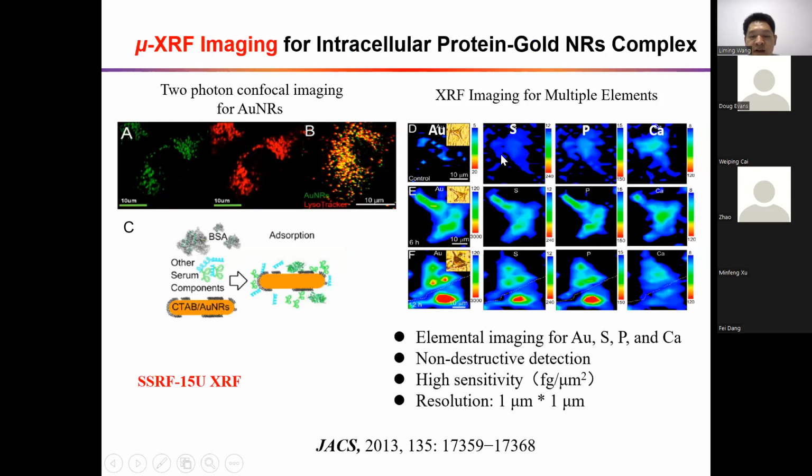We found that after interaction with cells, the element imaging for gold and sulfur increased with time. So this, based on X-ray fluorescence imaging, can show direct evidence for the nanoparticle and protein corona going inside the cells together.